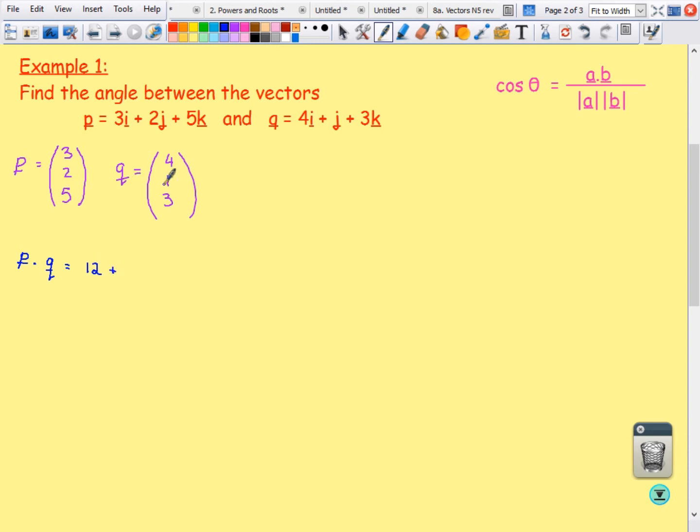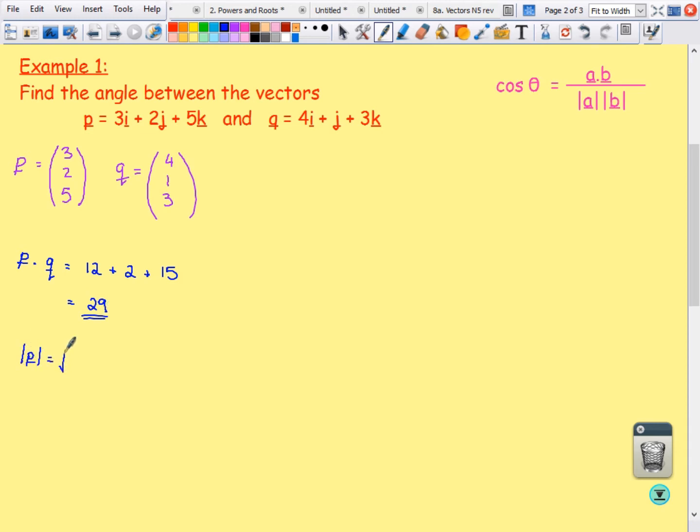2 times 1? 5 times 3? 15. Okay. Take that up. 15, 27, 29. So I've found my dot product now. Let's also find the magnitude of P.